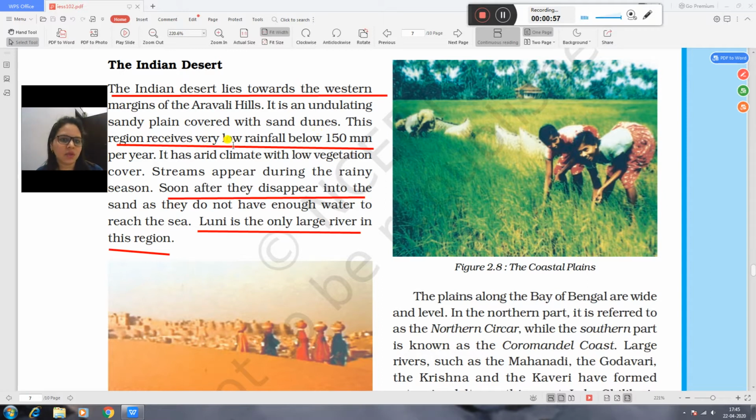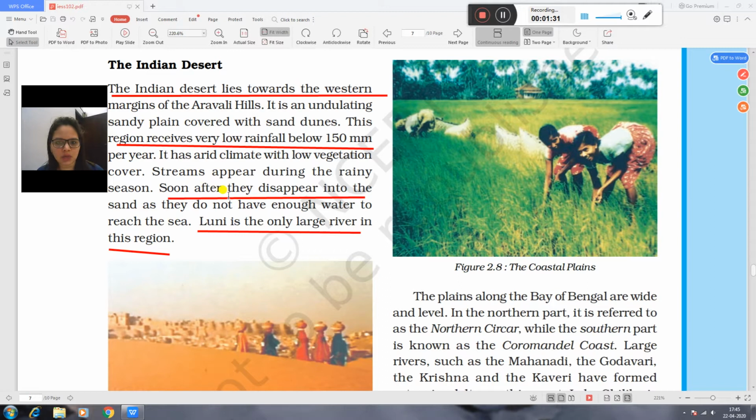This region receives very low rainfall, below 150 mm per year. Because the rainfall is very low, the climate is arid and the vegetation is sparse. So tell me in the comment box: which place or area of India receives the heaviest rainfall in the world?